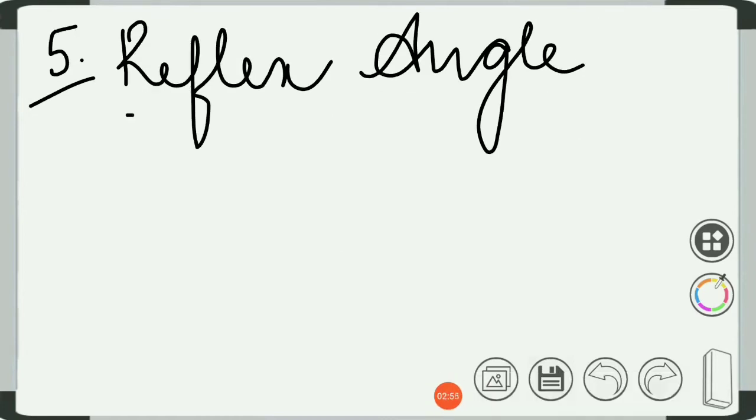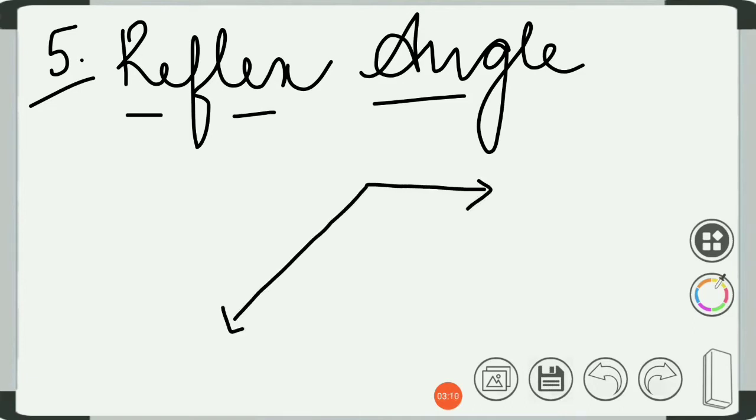Next, the fifth one is reflex angle. What is a reflex angle? An angle whose measure is more than 180 but less than 360 degree. Just look at the figure. This is angle STU, which measures around 240 degree. So a reflex angle means an angle whose measurement is more than 180 but less than 360 degree.